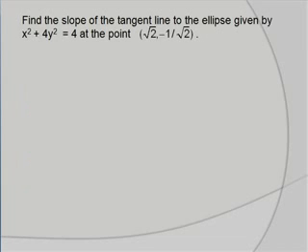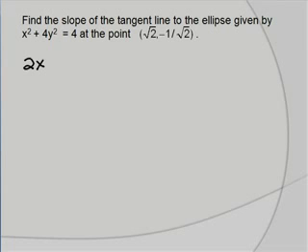Find the slope of the tangent line to the ellipse, and here's the equation of the ellipse. See, this might get kind of complicated if we solved it for y, because we're going to have a radical. So we're going to leave it like this, and we're going to differentiate implicitly. So we'll take the derivative of x squared, and we get 2x.